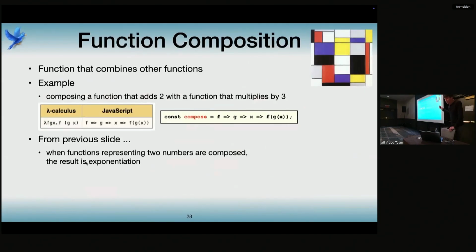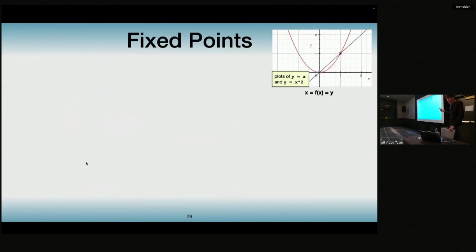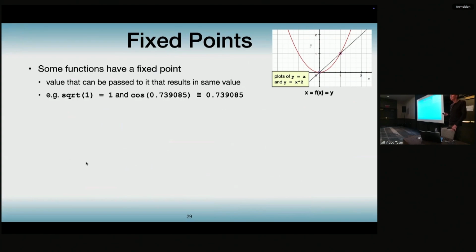I'm going to skip over function composition here because I want to get started in talking about recursion, because that's kind of the most interesting part and kind of a challenging part. And so one thing this requires is understanding the notion of a fixed point. Many functions have a fixed point, and that just means there is a value that I can pass to the function, and the result is the same as what I passed in.